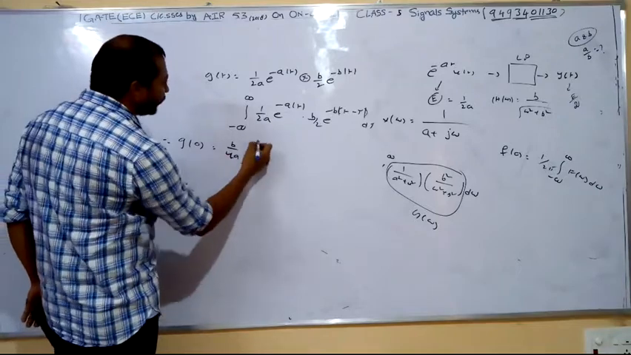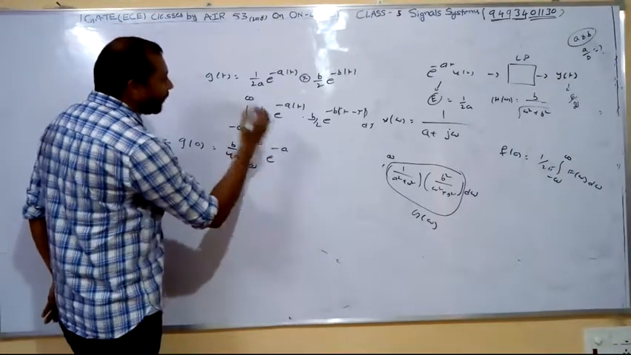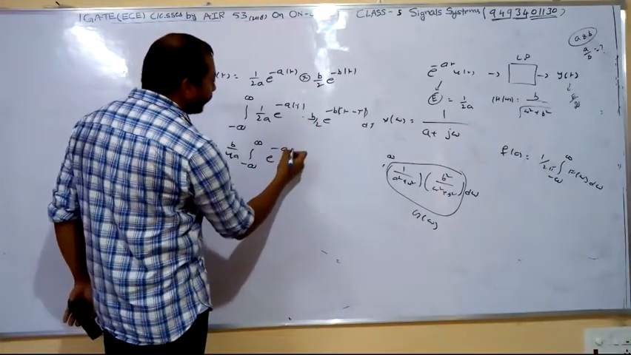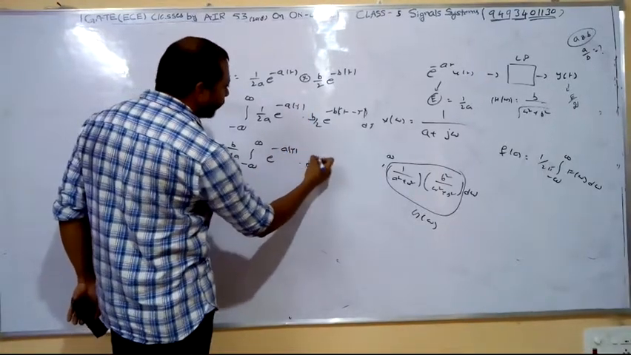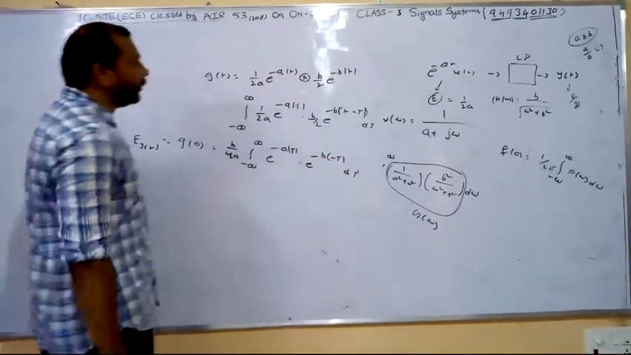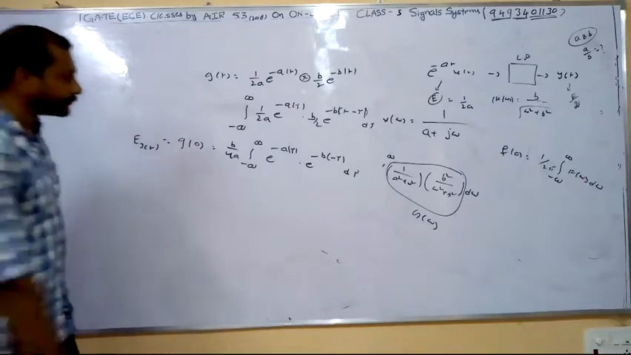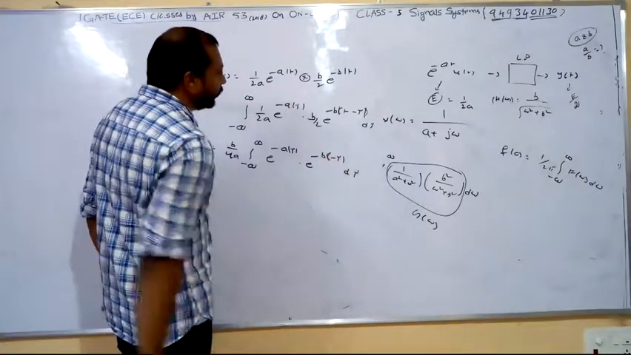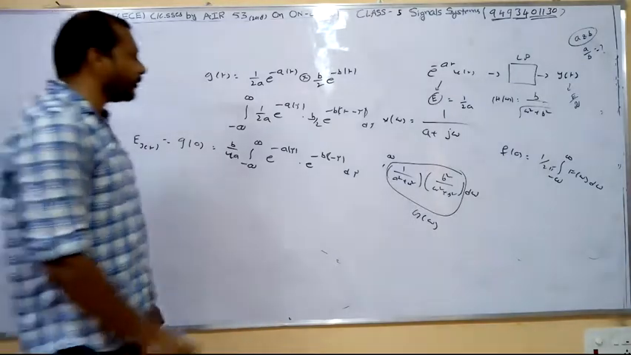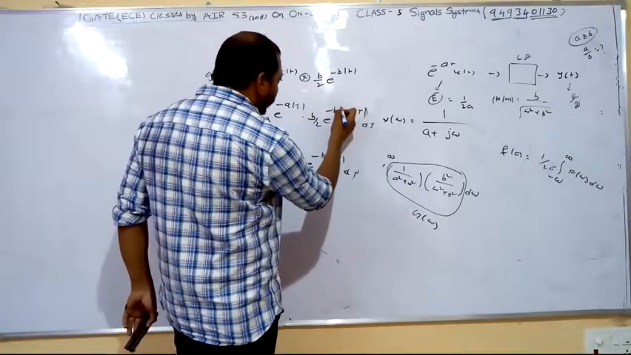This g of 0 is equal to simply b by 4a times the integration from minus infinity to infinity of e to the power minus a mod tau into e to the power minus b mod tau, d tau. This value only you have. Clear? Since t is equal to 0, by substituting we get minus b mod of t minus tau.